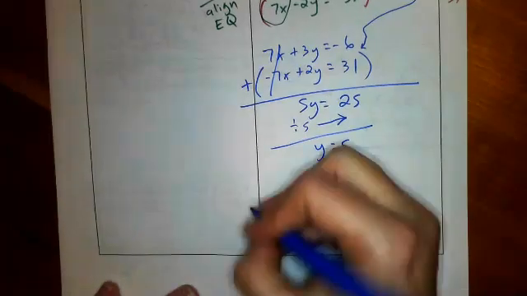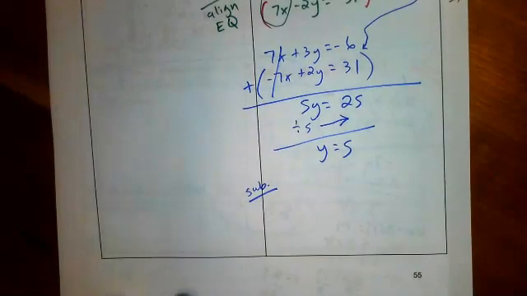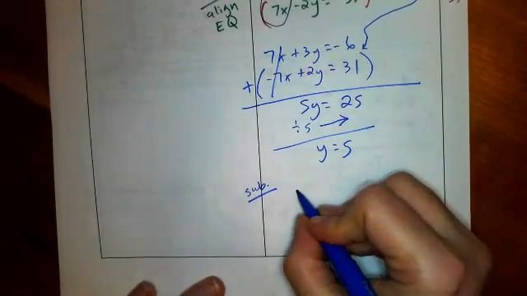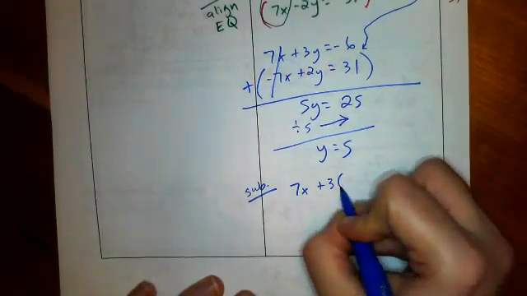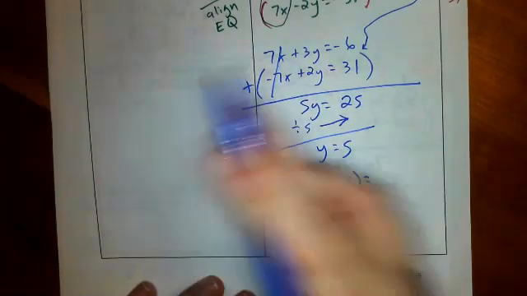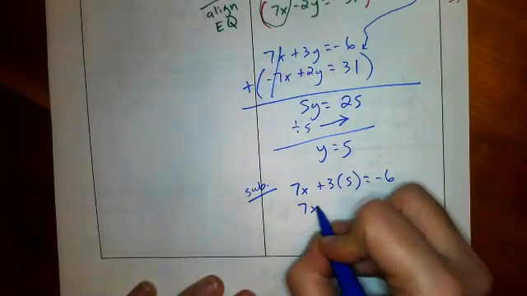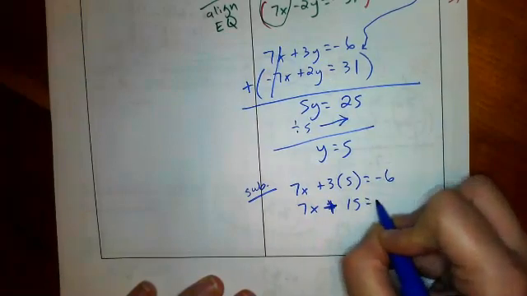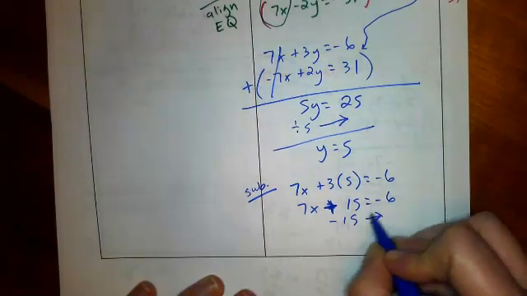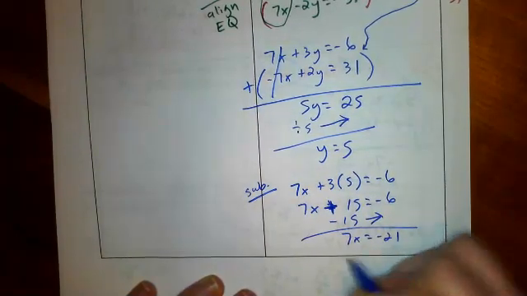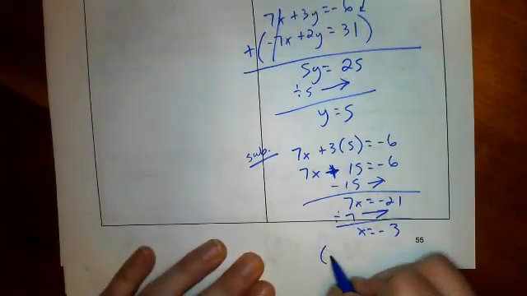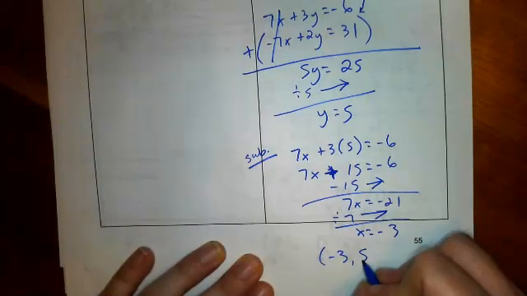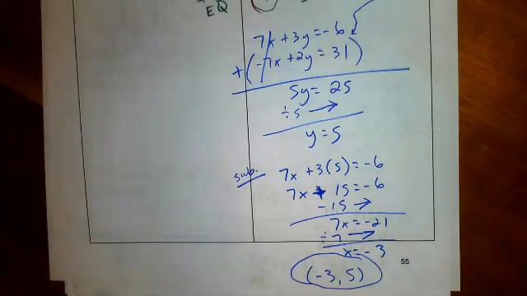Now we're just going to substitute. I'm going to take my first equation: 7x plus 3 times 5 equals negative 6. Oopsie, plus, I can't write today. Subtract 15, I get 7x equals negative 21. x equals negative 3. So my solution is negative 3, comma, 5. Okay, I feel like we've done a lot.